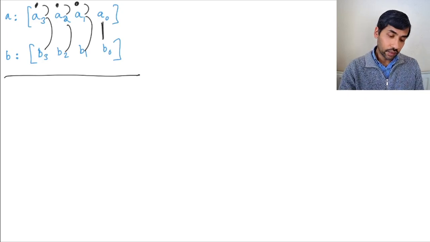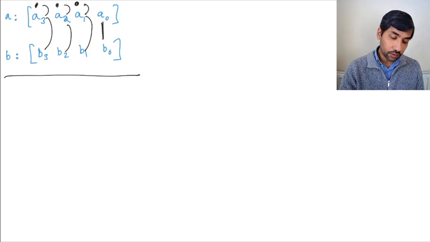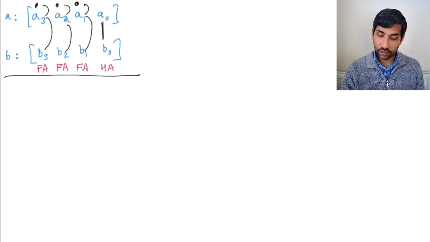So think about this. How do you add a carry and then 2 bits? What do you use to do that? Well, the circuit that you use to do that is a full adder, right? So you need 3 full adders to do this, and you need 1 half adder to do this addition. So let's draw a circuit in that way.